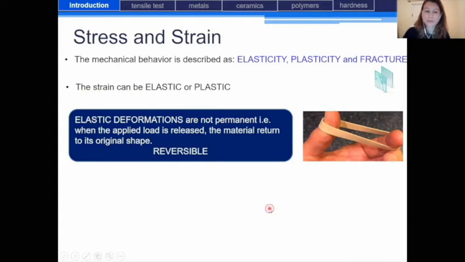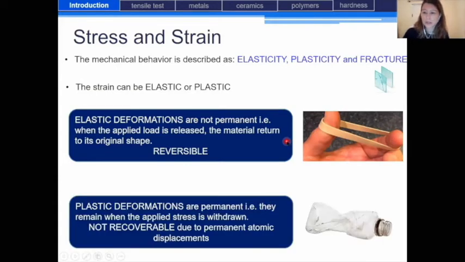On the contrary, the plastic deformations are permanent. So they remain when the applied stress or applied force is withdrawn. So it is not recoverable due to permanent atomic displacement. So elastic deformation is reversible. Plastic deformation means the material is permanently deformed.